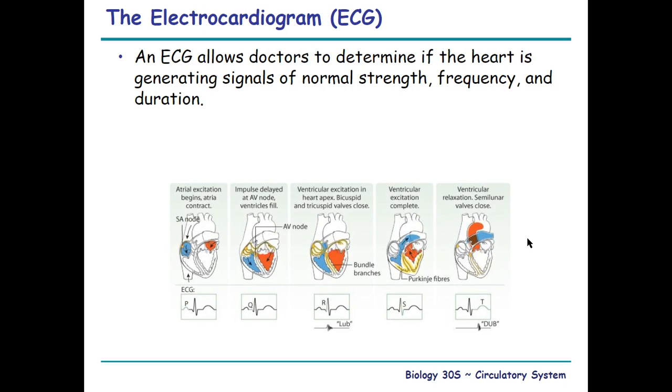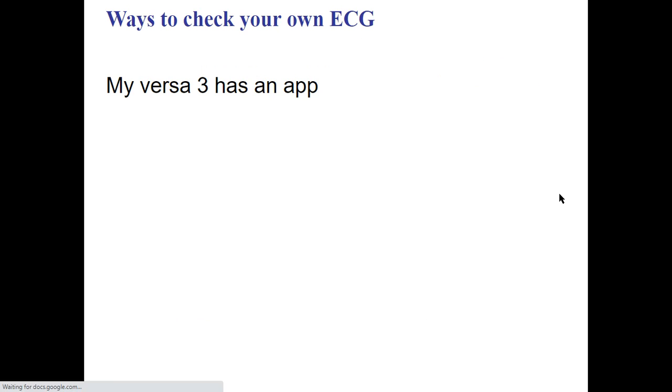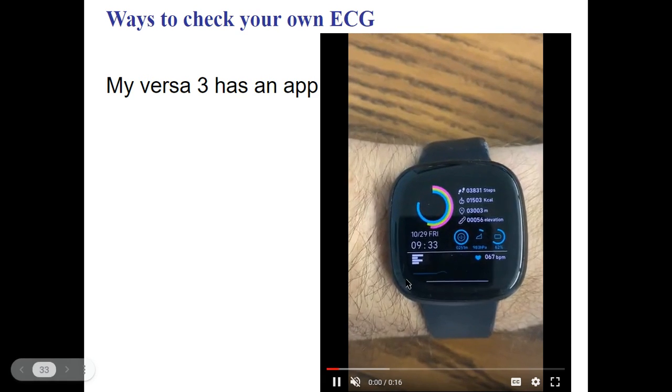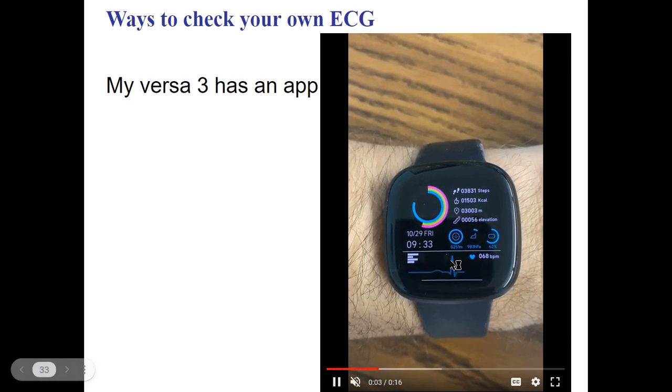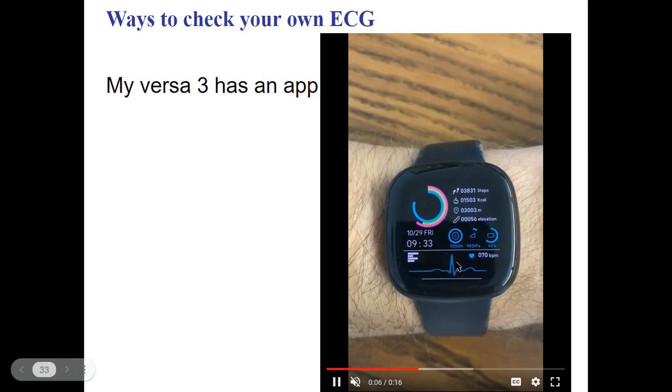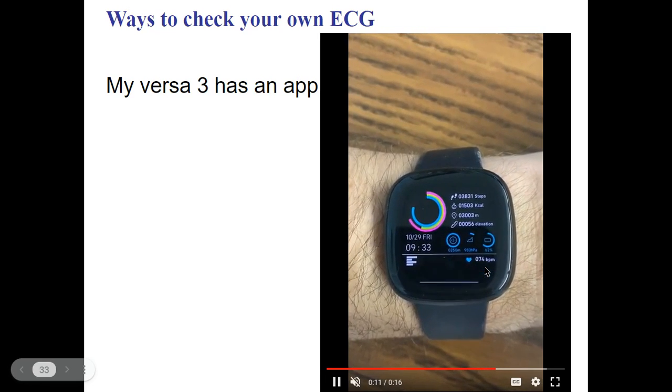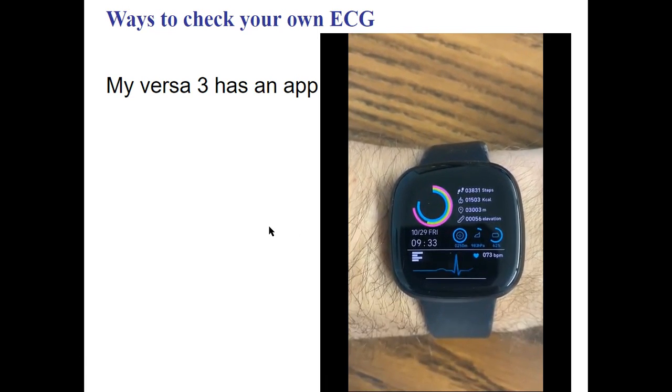An ECG allows doctors to determine if the heart is generating signals of normal strength, frequency, and duration. So this is my Versa 3 that I wear, and you can see here that it gives me a number of pieces of data, but specifically it'll give me that QRST right there for the ECG.